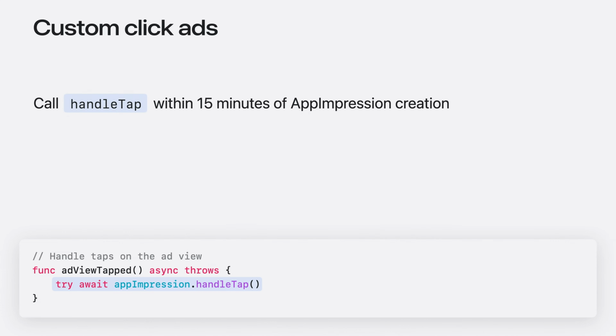Note that handle tap has to be called within 15 minutes of when the app impression instance is initialized. Past 15 minutes, create a new app impression instance.